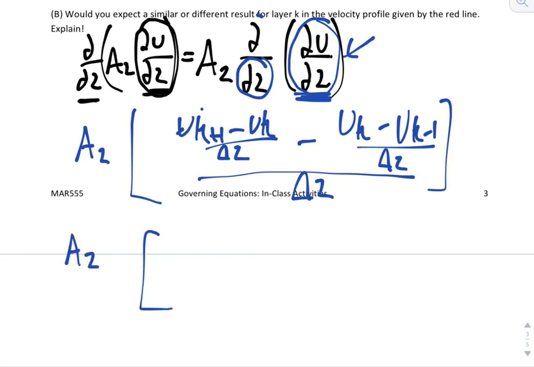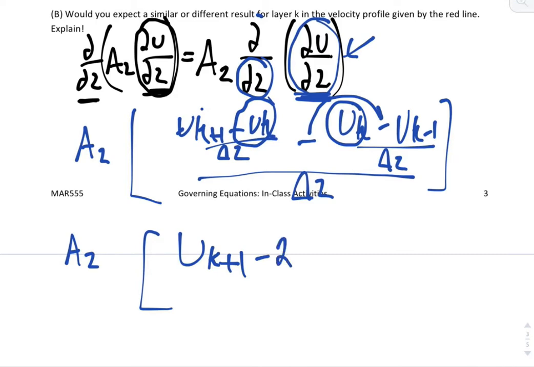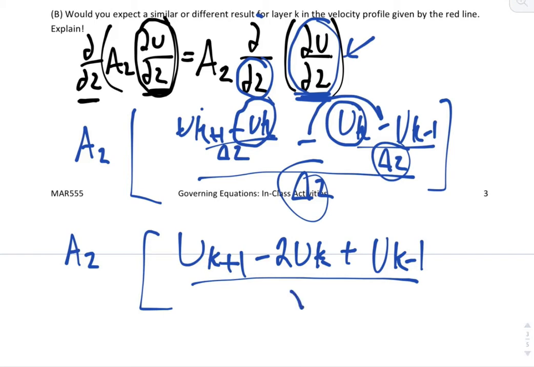And what I see here is I can simplify this formula, and I have az. I have a uk here, minus, and I also have a minus uk here, and this minus times this minus becomes a plus. So if I write this out, I'll get uk plus 1 minus 2 uk plus uk minus 1. And this is divided by delta z, divided by delta z, divided by delta z squared.